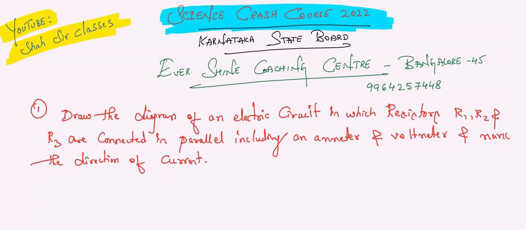Here the first question is, draw the diagram of an electric circuit in which resistors R1, R2 and R3 are connected in parallel, including an ammeter and voltmeter, and mark the direction of current. As you can see here, the question directly says that you should draw the diagram. Which diagram? Circuit diagram. Of what? When the resistors are connected in parallel. We have two cases. One is when the resistors are connected in series, and the other one is when the resistors are connected in parallel.